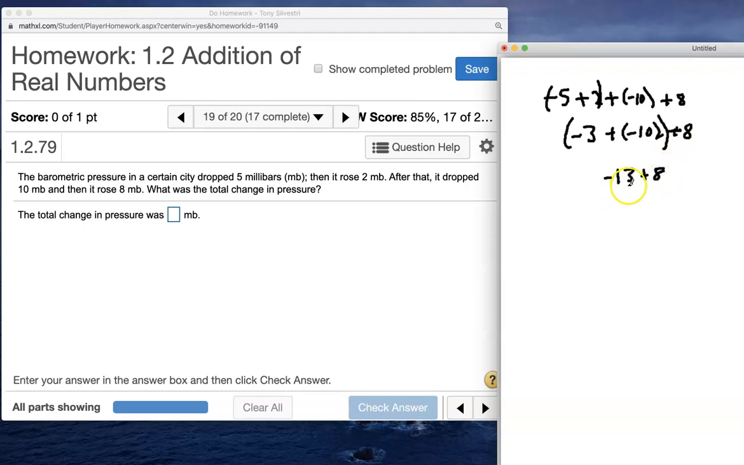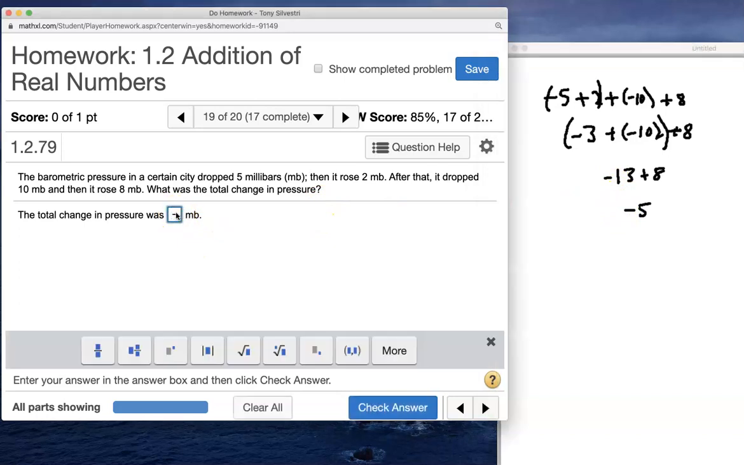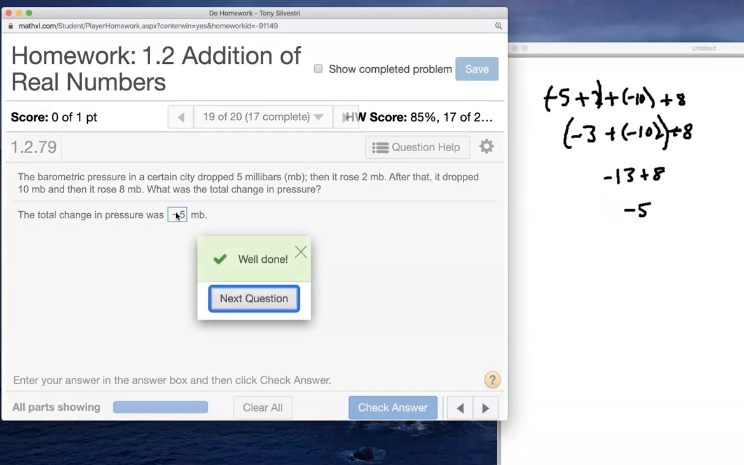Different signs. Subtract the absolute values. 13 minus 8 is 5. Keep the sign of the bigger absolute value. Minus 5. I would say minus 5. Well done. Well done. Yeah, last problem.